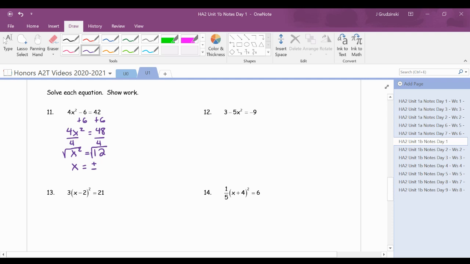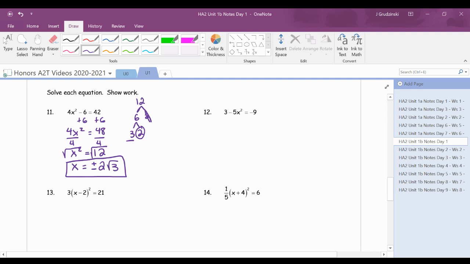Now 12 isn't a perfect square, so I want to make a factor tree for it to simplify. So I'd have 6 and 2 and 3 and 2. So a pair of 2's with a leftover 3. So that's going to give me plus or minus 2 root 3.